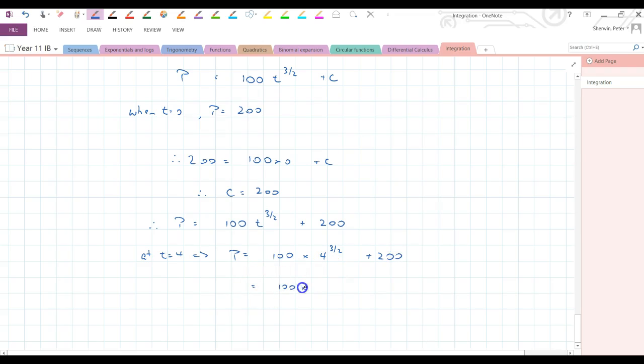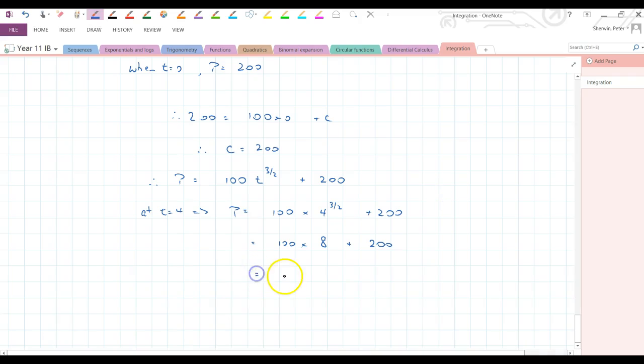Okay, it's 100 times, what's this? This is the square root of 4, which is 2, cubed, which is 8. 100 times 8 plus 200, that's looking like 800 plus 200, or 1,000. Population after 4 years, 1,000 fish.